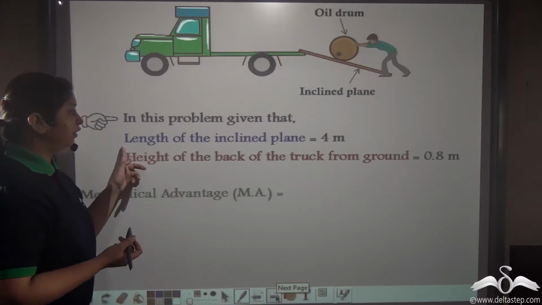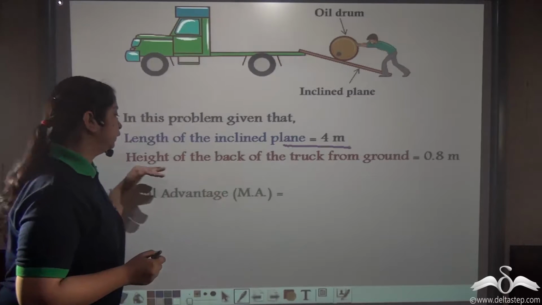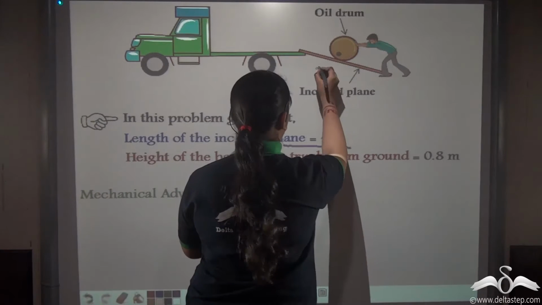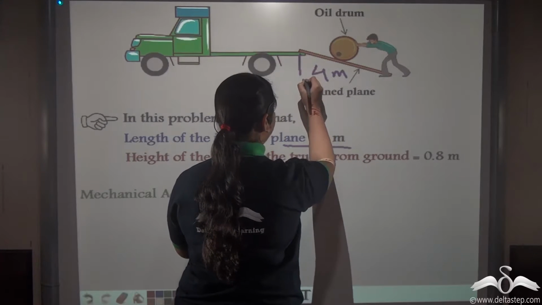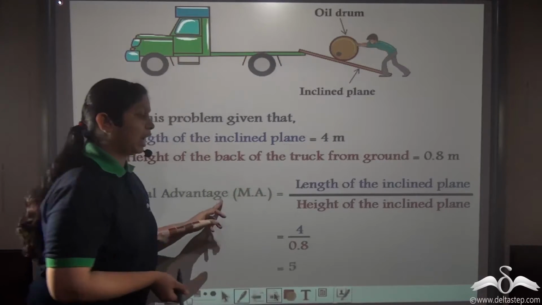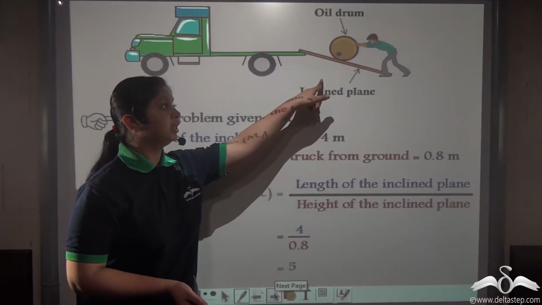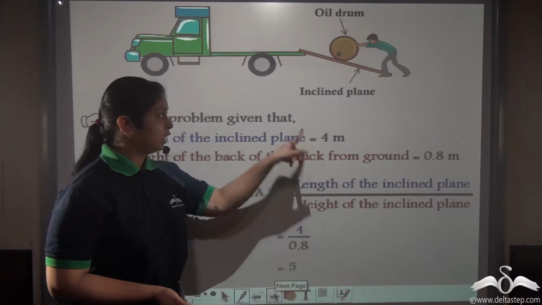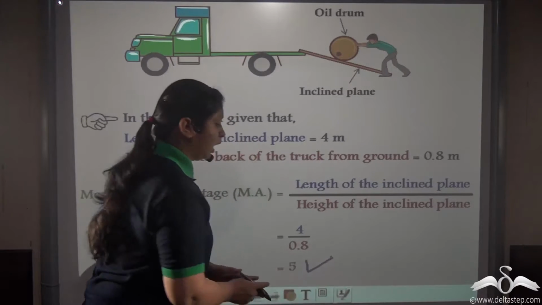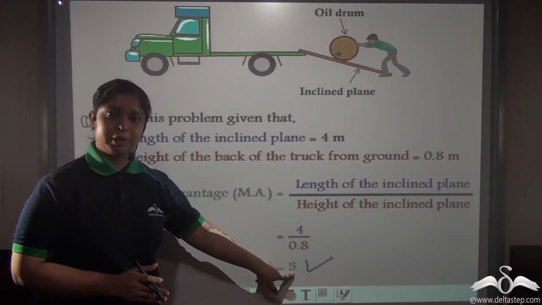In this problem, it is given that the length of the inclined plane is 4 meters and the height of the back of the truck from the ground is 0.8 meters. So, inclined plane is 4 meters and this height is 0.8 meters. So, what will be the mechanical advantage? Mechanical advantage, you know, is L by H. That is length of the inclined plane by the height of the inclined plane, which in this case would be 4 divided by 0.8, which is 5. And as you know, mechanical advantage does not have any unit. We'll only represent it with the numerical value.